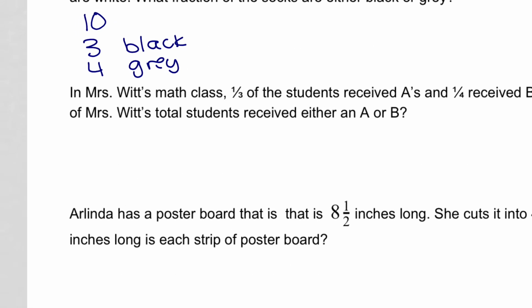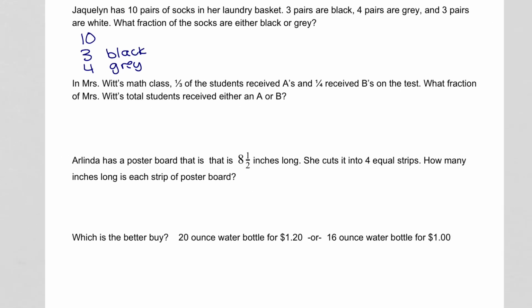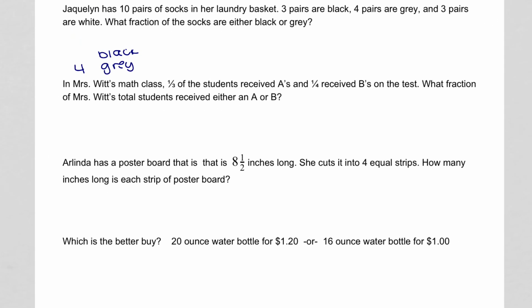And 3, let's see if I can write this a little bit better. She's got 10 pairs, and 3 are black, 4 are gray, 3 are white. And we want to know what fraction of the socks are either black or gray.